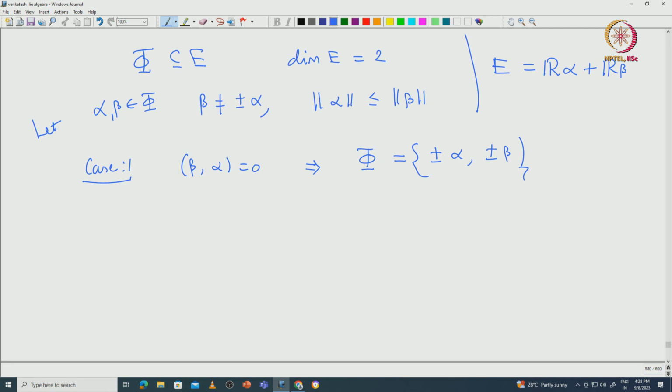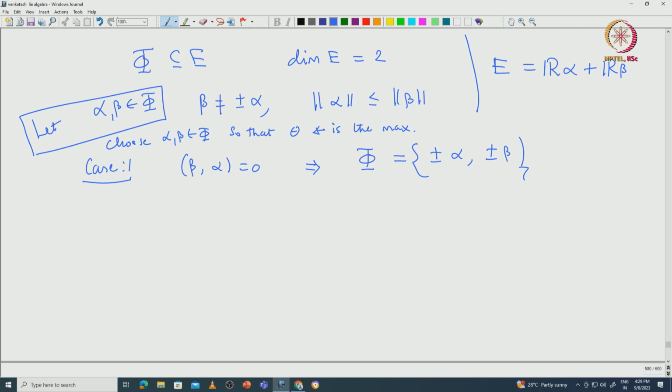Why is that the case? Because if it contains anything more, like for example if you take some combination, then you can see that the angle between those two combinations will actually be more. Okay. So, we will also make this assumption that alpha and beta are chosen from phi so that the angle theta between alpha and beta is the maximum possible. That means among all the roots that we have in phi, alpha and beta are the roots that have the maximum angle.